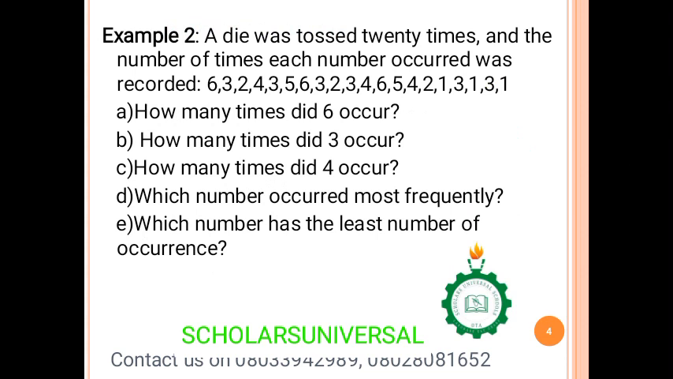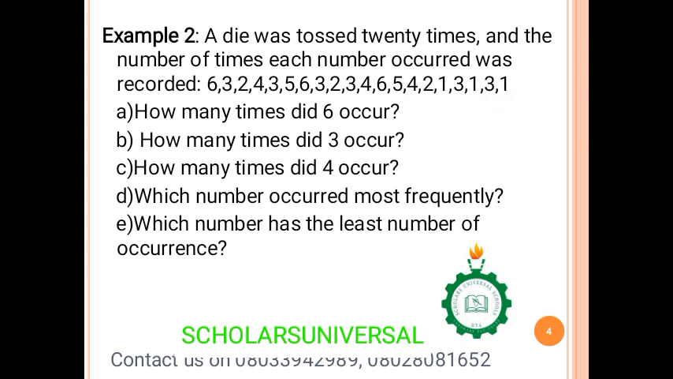Example 2. A die was tossed 20 times, and the number of times each number occurred was recorded. So, of the 20 times, how many times does 6 appear? How many times did you see 2? How many times does 3 appear? How many times does 4 appear? How many times does 1 appear? There is no 0 there, they would have included 0. So now these are the faces of the die. How many times do you have the occurrence of each number?